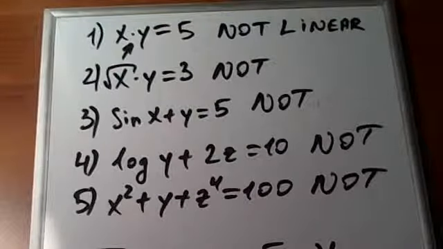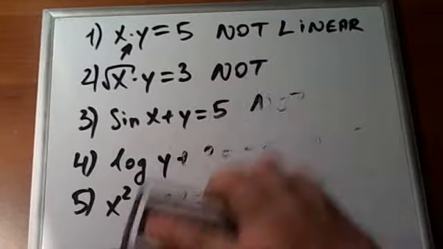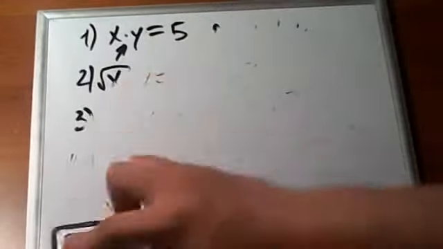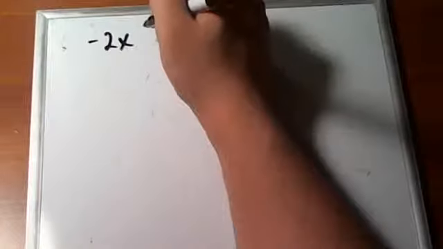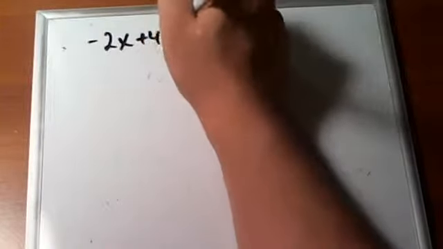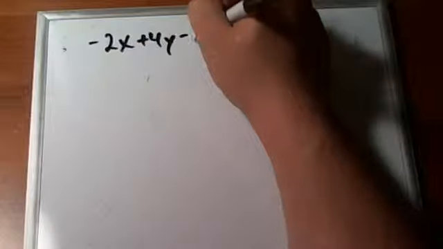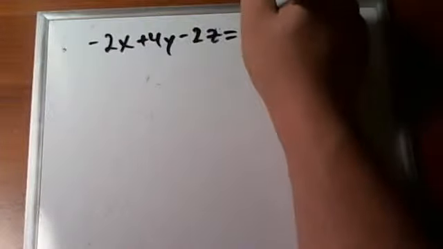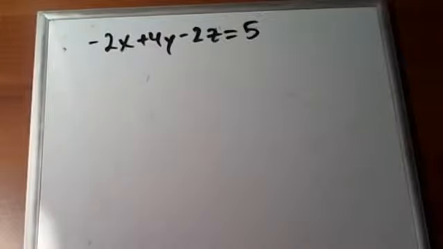So let's go ahead and do some examples together and see if we understand the material. Let's say we have something like minus 2x plus 4y minus 2z is equal to 5. Okay, do you think this is a linear equation or not? Well, I hope you answered yes, because it is indeed a linear equation.